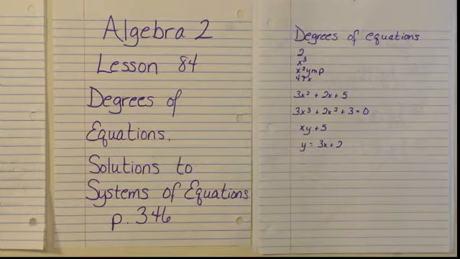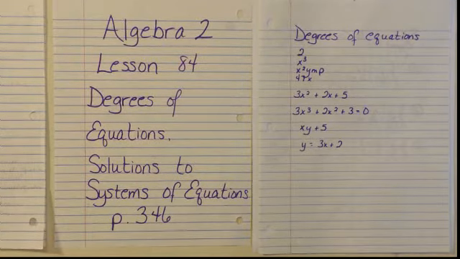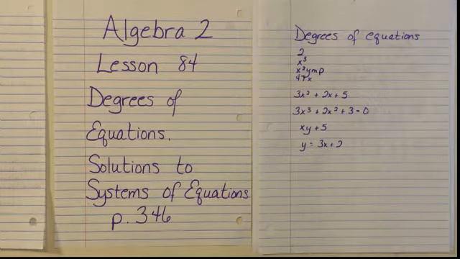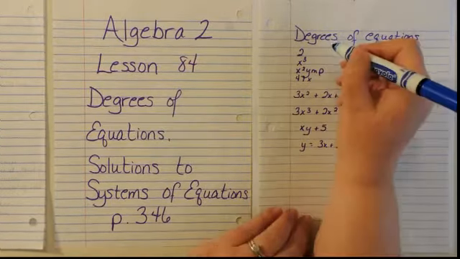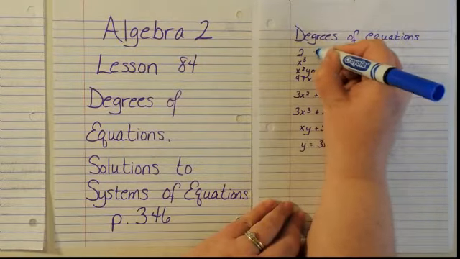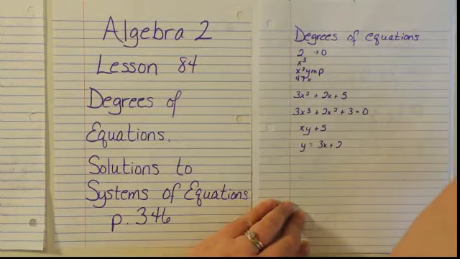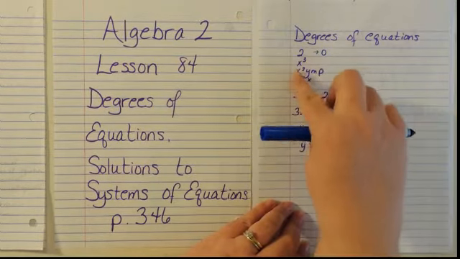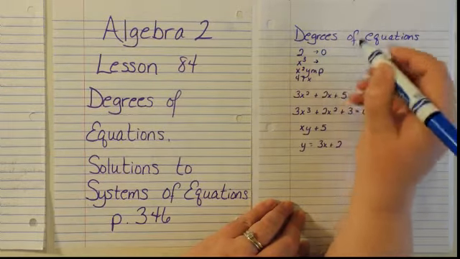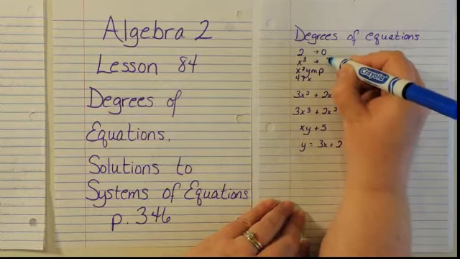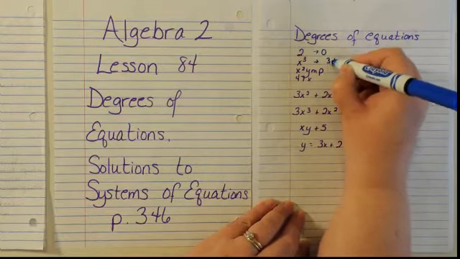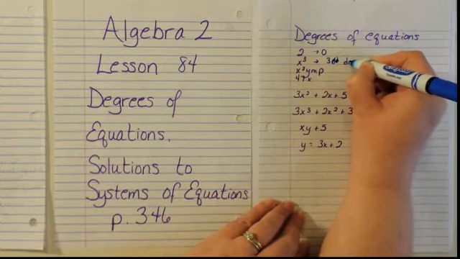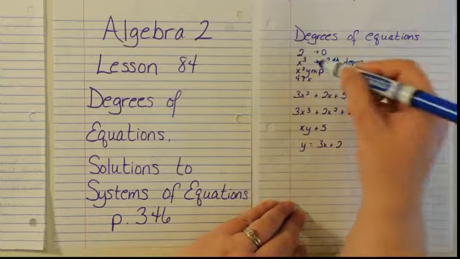Okay, here's some review of degrees of equations. To start with, the degree of a term of a polynomial is the sum of the exponents of the variables of the term. So the degree of 2 is 0 because there are no variables in this term. The degree of x to the 3 is 3. It's a third degree term.